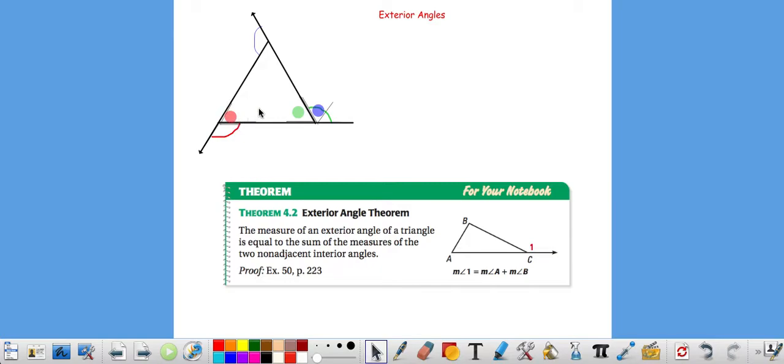The reason this theorem works, and if you're ever in a bind and you forget this theorem, the reason this theorem works is because the angle sum of a triangle is always 180. So that means green plus blue plus red is 180. That's what we saw on the first page. But also this angle here and that angle here are a linear pair. So this green angle plus this whole thing is 180. So that means this whole thing has to equal the blue plus the red, because in both cases they're equal to 180.